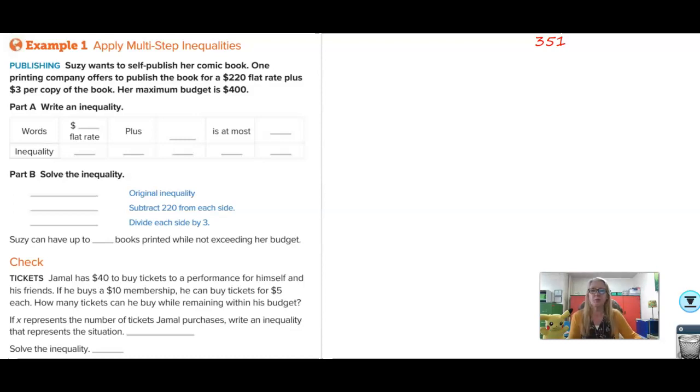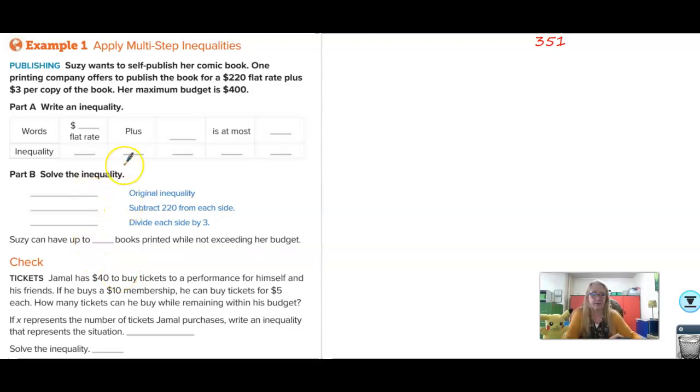Okay, so example 1, right away a word problem. What the heck, Reveal? Seriously? I don't get it, but that's what they did. They went word problem on us. So here we have, let's see, Susie wants to self-publish her comic book. One printing company offers to publish the book for a $220 flat rate plus $3 per copy of the book. Her maximum budget is $400.